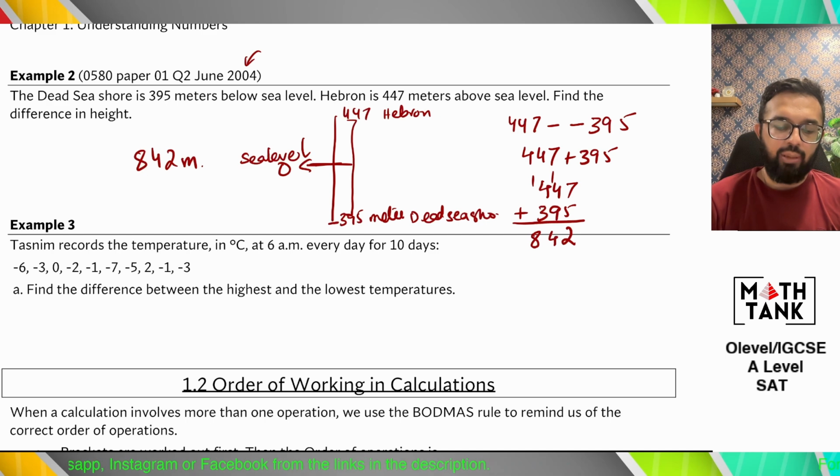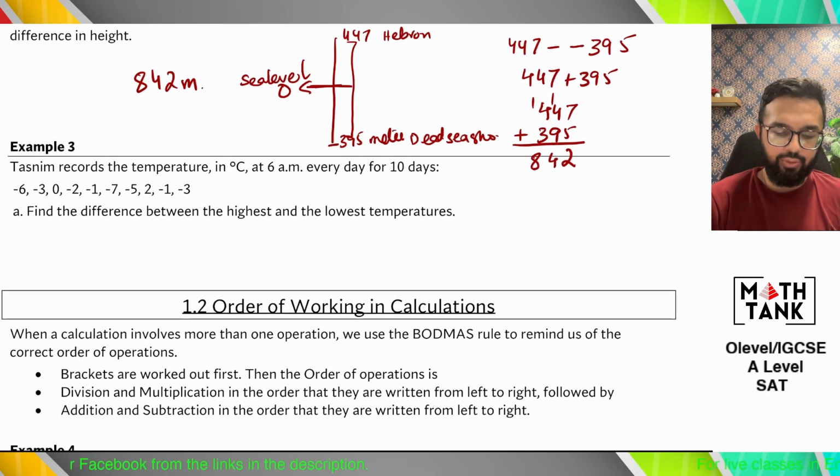Okay, example number 3. The temperatures in degrees centigrade are recorded at 6 a.m. every day for 10 days. Minus 6, minus 3, 0, minus 2, minus 1, minus 7, minus 5, 2, minus 1, and minus 3. Find the difference between the highest and the lowest temperatures.